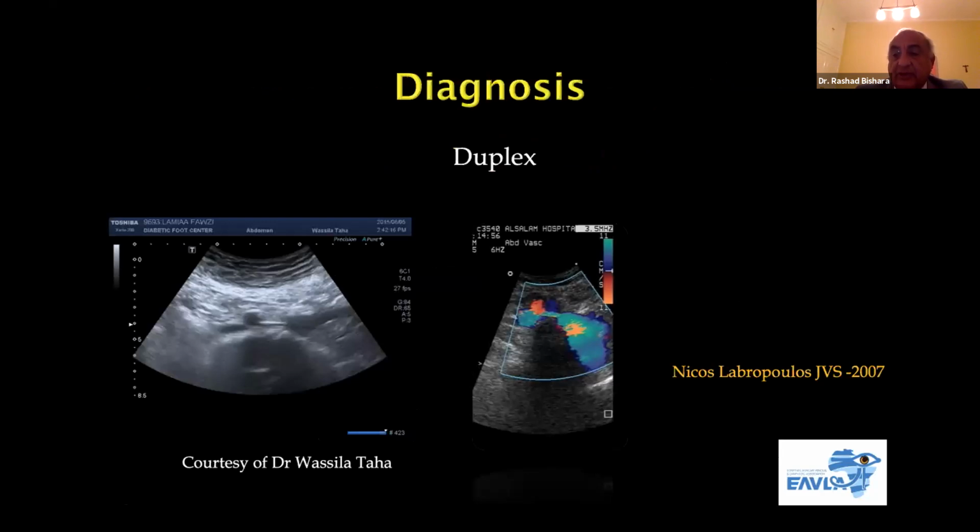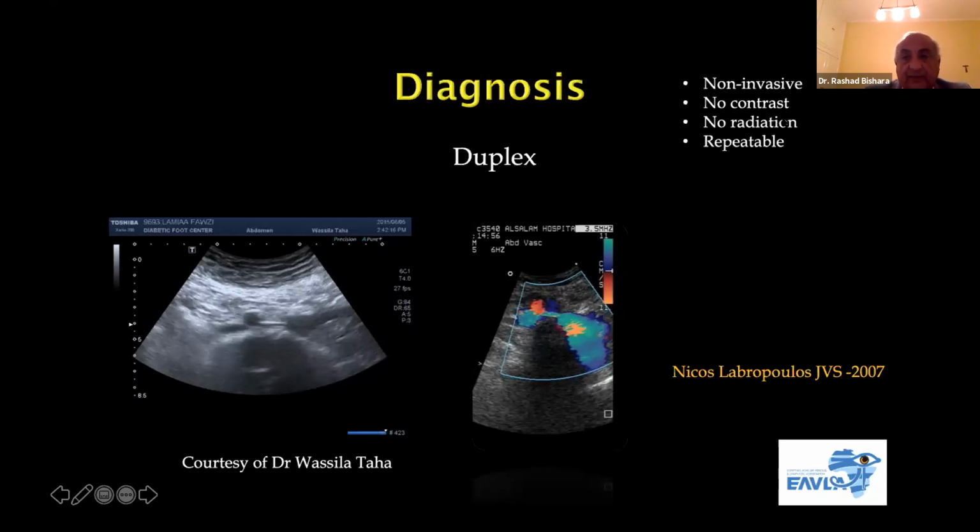Now, regarding diagnosis, this has been thoroughly explained by Dr. Irwin. And in this image, you can see the duplex scan, and that's, of course, the left common iliac vein crossing underneath, and you can see a very tiny common iliac vein here. Duplex is our initial study, and for obvious reasons. It's non-invasive, no contrast, no radiation, repeatable. But importantly, as well explained by Dr. Irwin, it's a dynamic study.